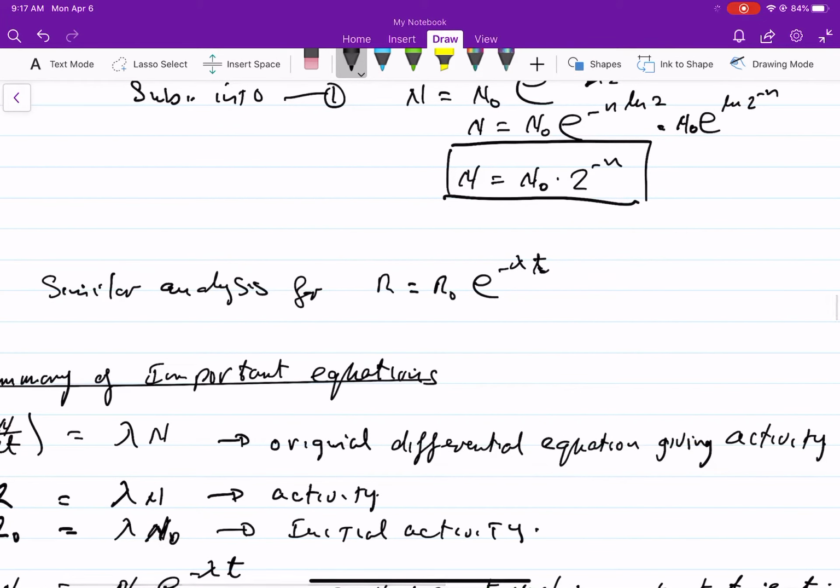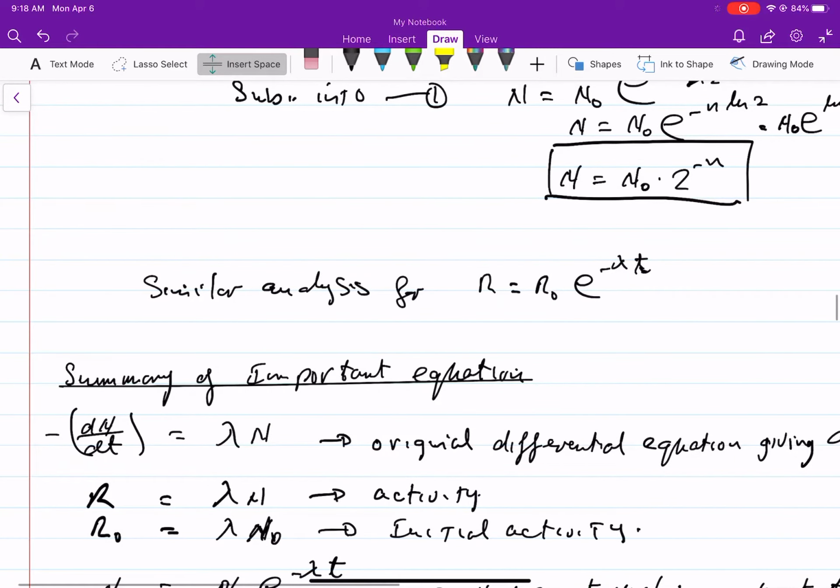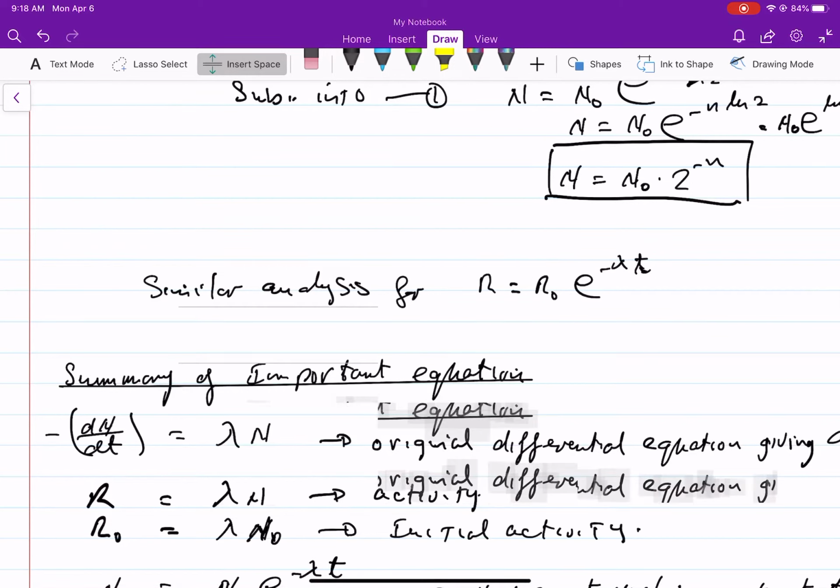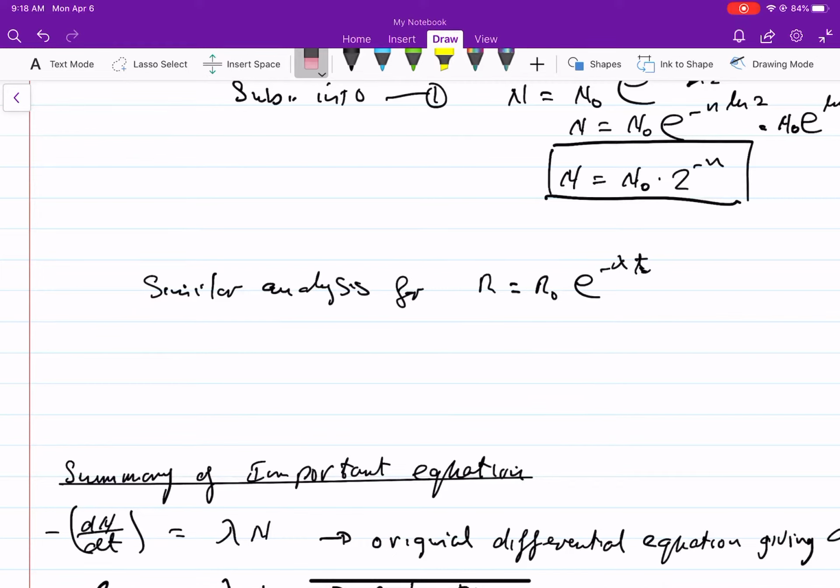A similar analysis, you will go through that one if you want to. But a similar analysis will give you, if we start off with, for the rate of decay, R is equal to R0 e to the minus lambda t, guess what I end up with? You'll end up with an equation that says R is equal to R0 times 2 to the power minus n.